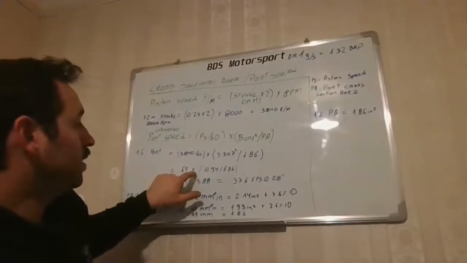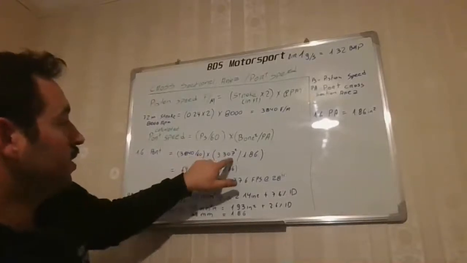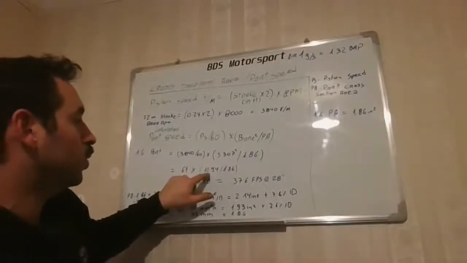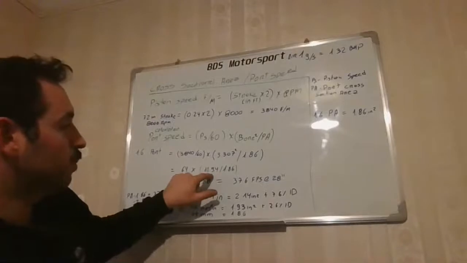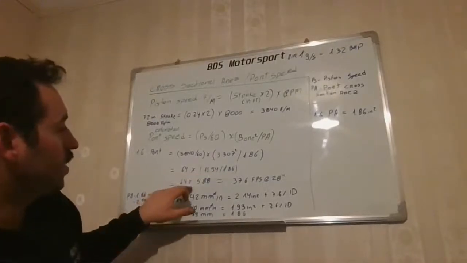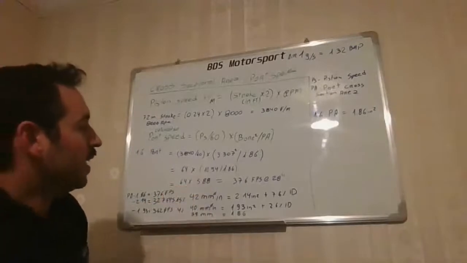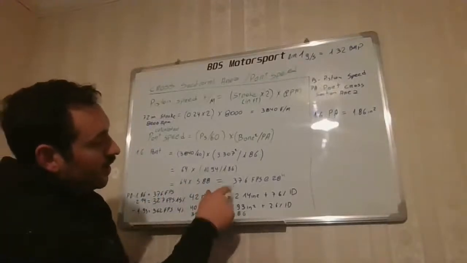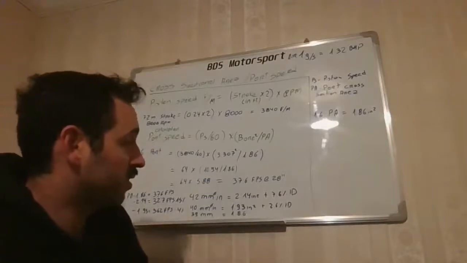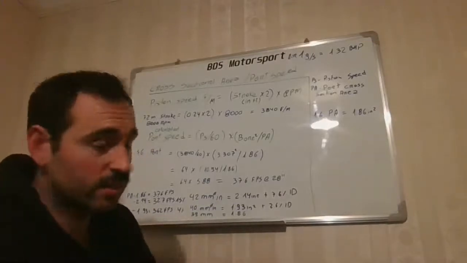Then we multiply it by the square of the 3.307, which is 10.94. And then we divide the 10.94 by 186. Then we end up with 64 times 5.88, and this equals 376 feet per second at a pressure test of 28 inches.